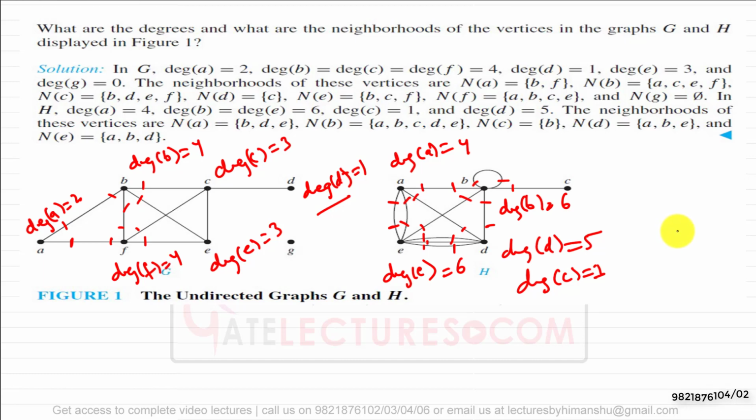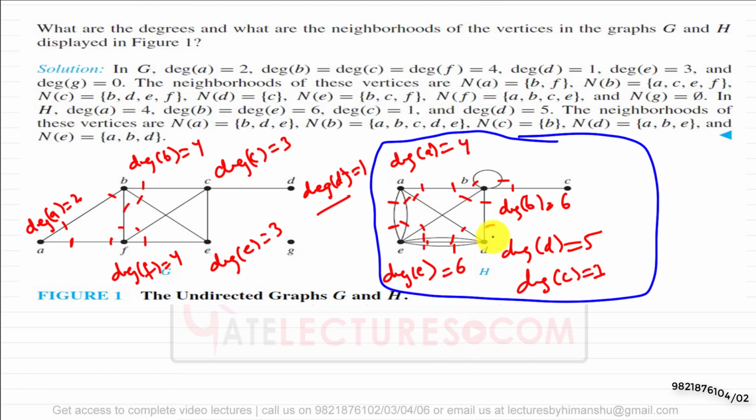Now when I say neighborhood of every vertex, for this particular graph, what are the neighborhood vertices of any particular vertex? For example, if I ask what is the neighborhood of vertex A, the neighborhood is the vertices which are adjacent to A. B is adjacent to A, E is adjacent to A and D is adjacent to A. So the neighborhood of vertex A is B, D and E.